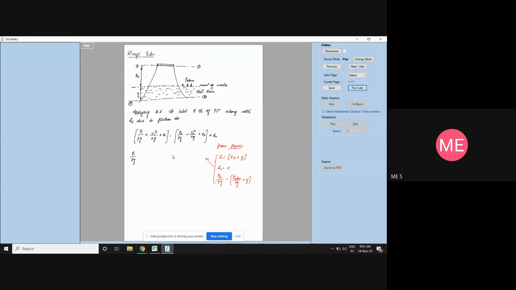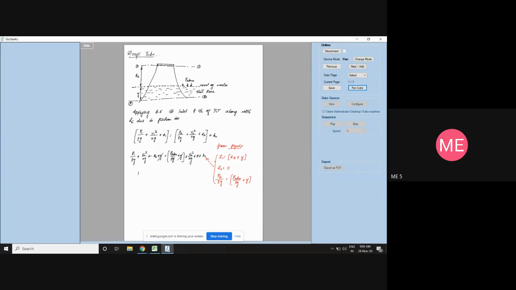P1 by rho g plus V1 square by 2g plus Z1, which is HS plus Y, will be equal to P atmospheric by rho g plus Y plus V2 square by 2g plus 0 plus head loss. That is called HL. Correct? If you simplify that, what terms will get cancelled off? This Y will get cancelled off, and this 0 I can remove.